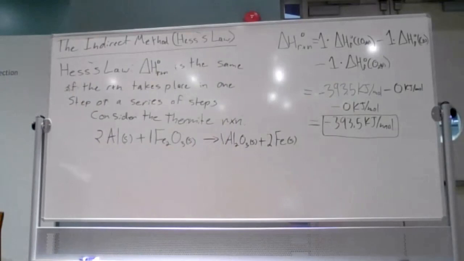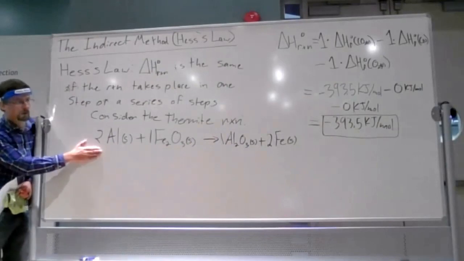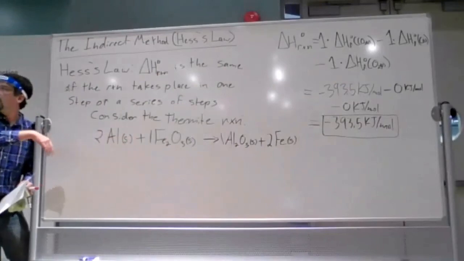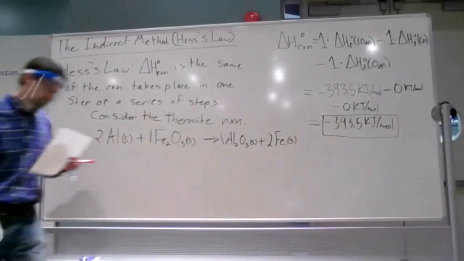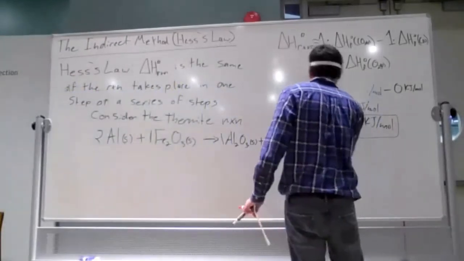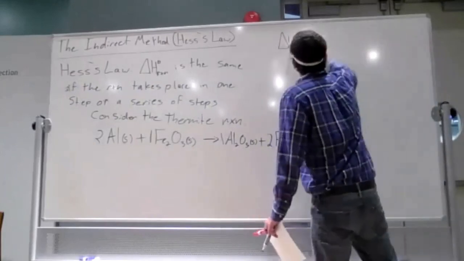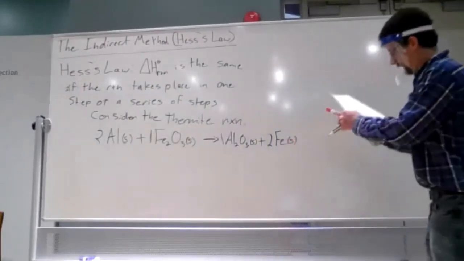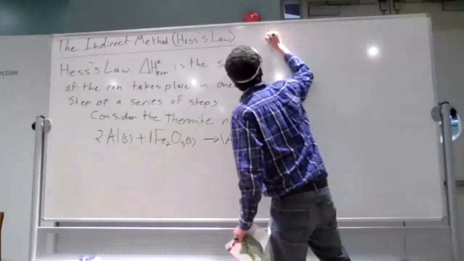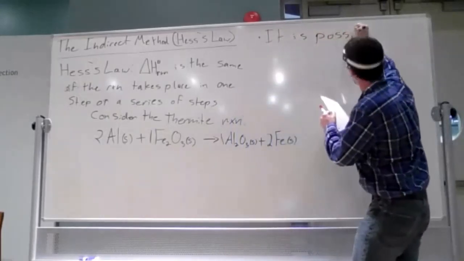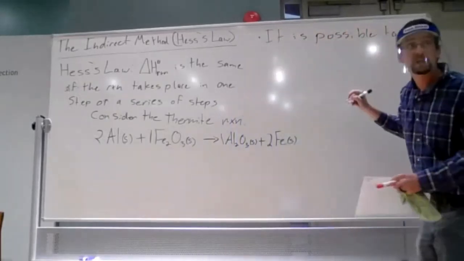Okay, but what we can do is instead of looking at this overall reaction, we can break this reaction down into two steps. We can look at the reaction of aluminum to form that aluminum oxide, and we can look at the decomposition of the iron oxide into iron. So let's consider two reactions. So it is possible to break this reaction down into two steps.